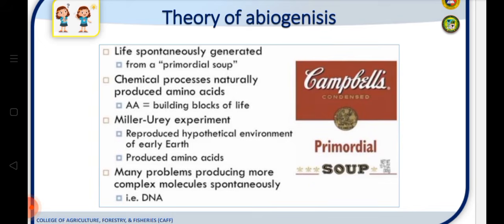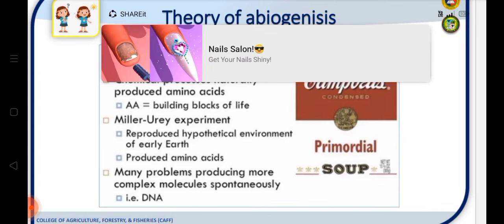So the oceans were thought to contain a soup of simple chemicals. With the right conditions, for example, energy from lightning, UV light, and volcanic heat, these chemicals could react to form organic molecules. So amino acids, which are the building blocks of proteins, are one of the first key steps toward life.